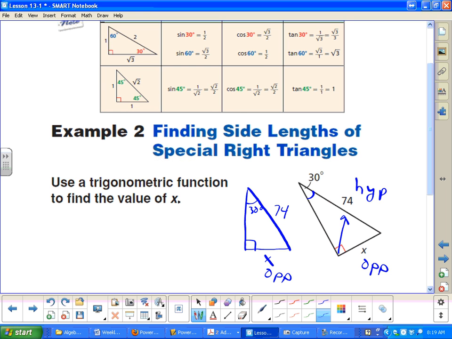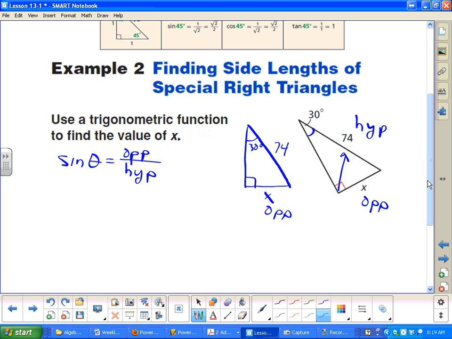So which one of those three trig functions then uses opposite and hypotenuse? That's sine. So the sine of theta equals the opposite over the hypotenuse. Okay, so I'm going to write it down. And then I'm going to replace everything with what I know. Well, the angle is 30 degrees. So we have the sine of 30. The opposite side we don't know, so we'll put an x there. And the hypotenuse is 74.